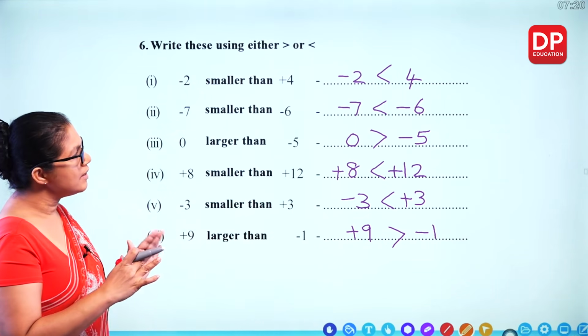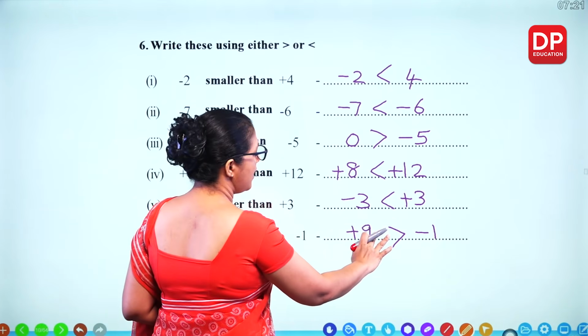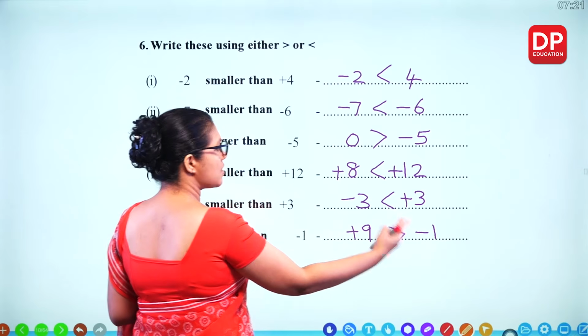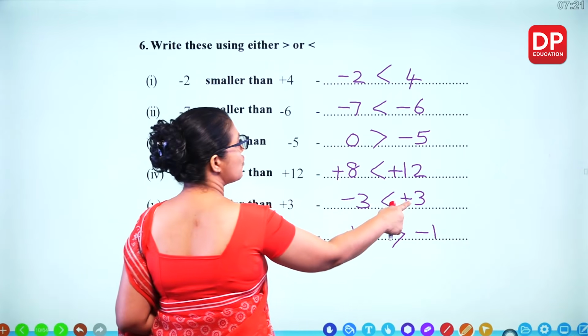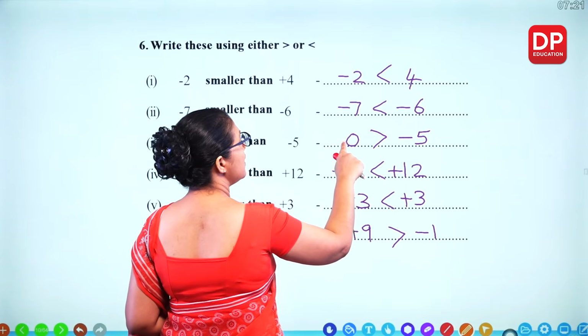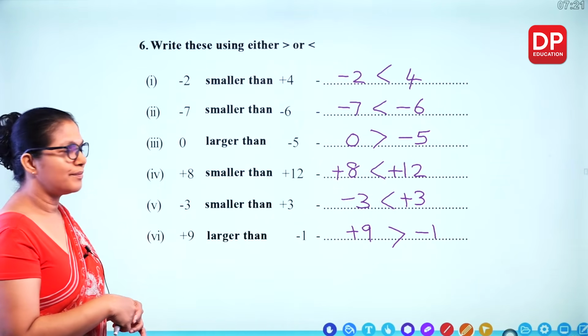So when you look at these numbers, always the bigger value is to the right. 9 and minus 1, 9 is to the right. Here plus 3 is to the right, plus 12. Here 0 is to the right compared with minus 5.